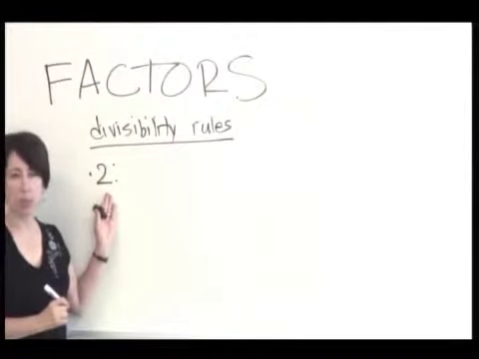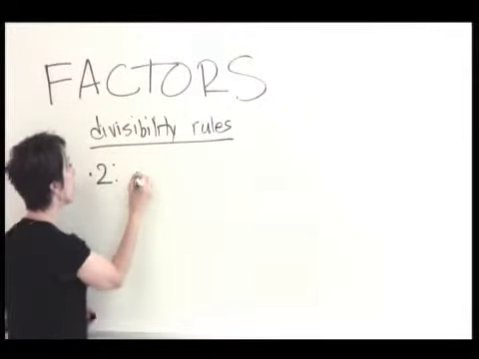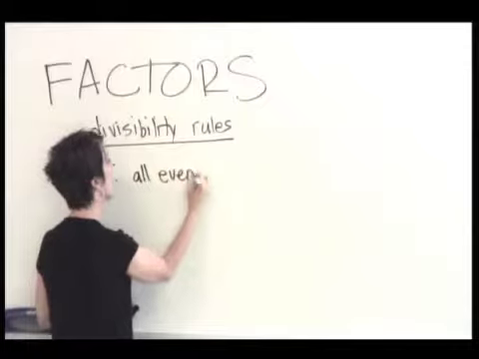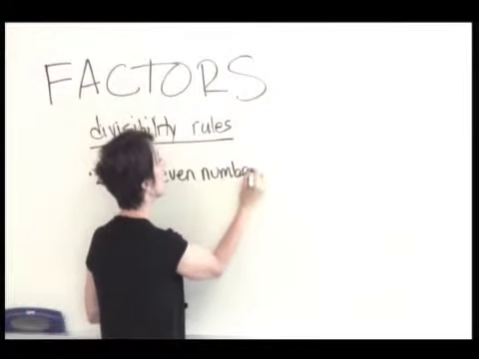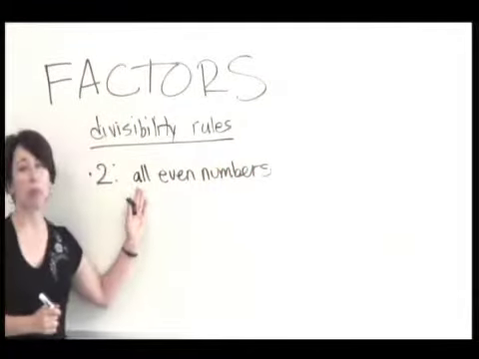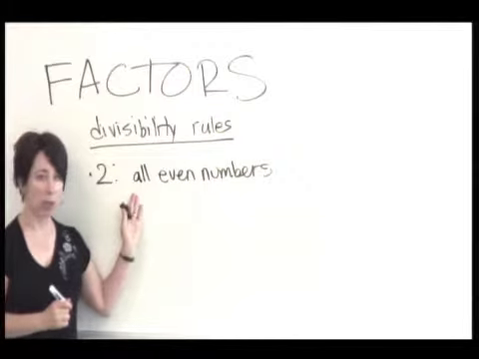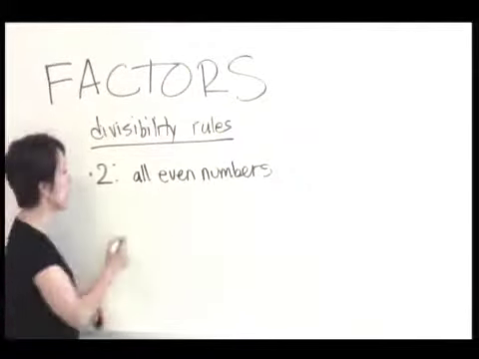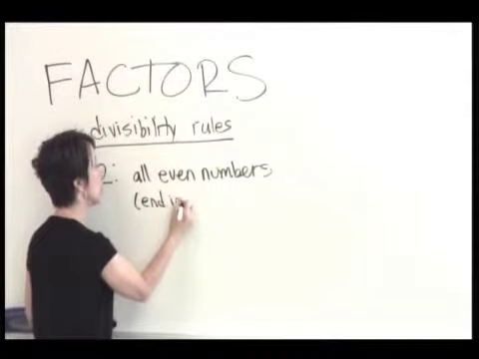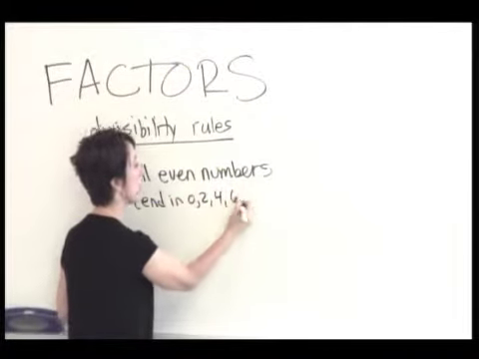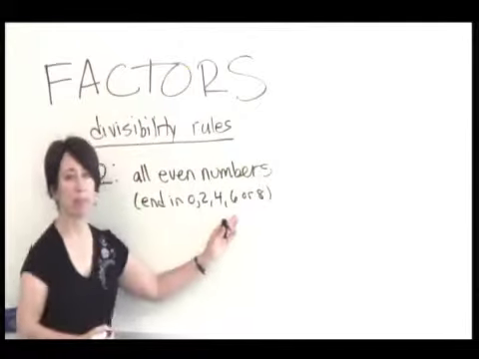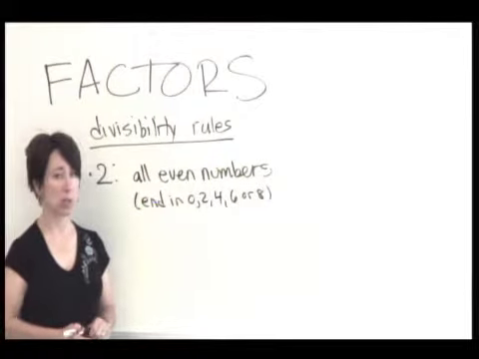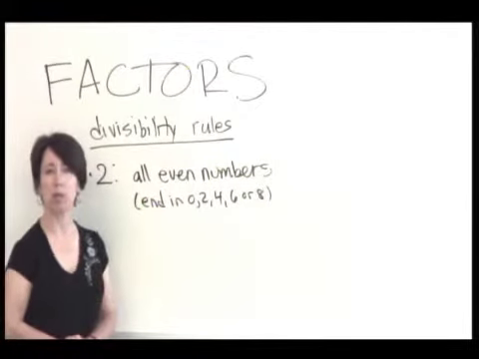If we look at numbers that are divisible by 2, that would be all even numbers. All even numbers are divisible by 2. And of course, even numbers are numbers that end in 0, 2, 4, 6, or 8. So by inspection, you can tell whether 2 goes into that number evenly or not.